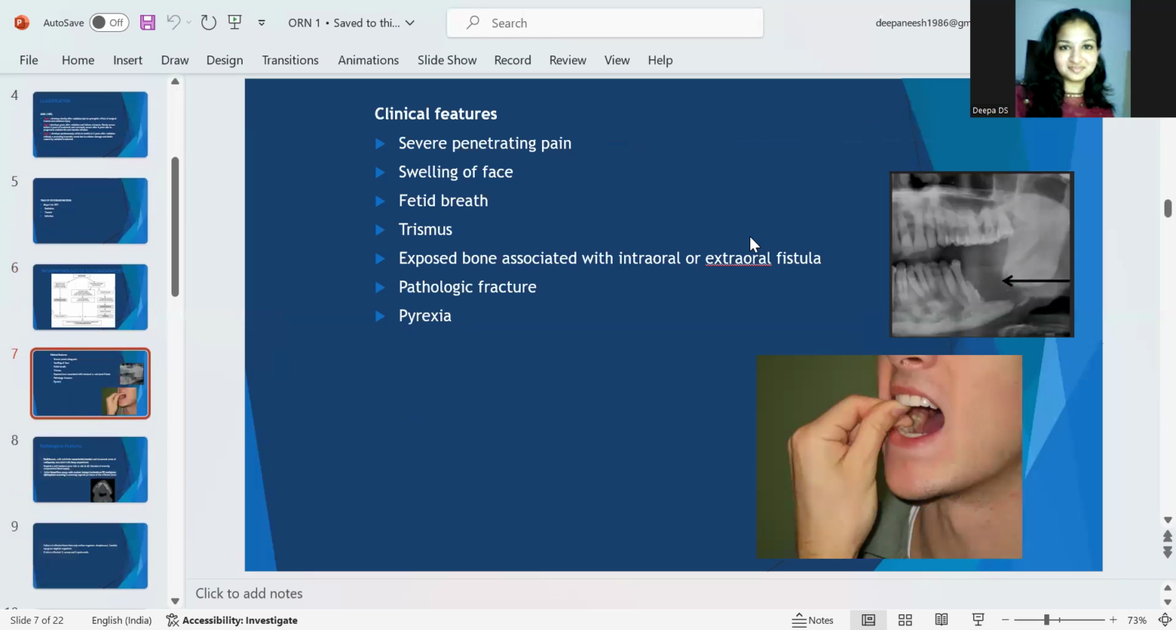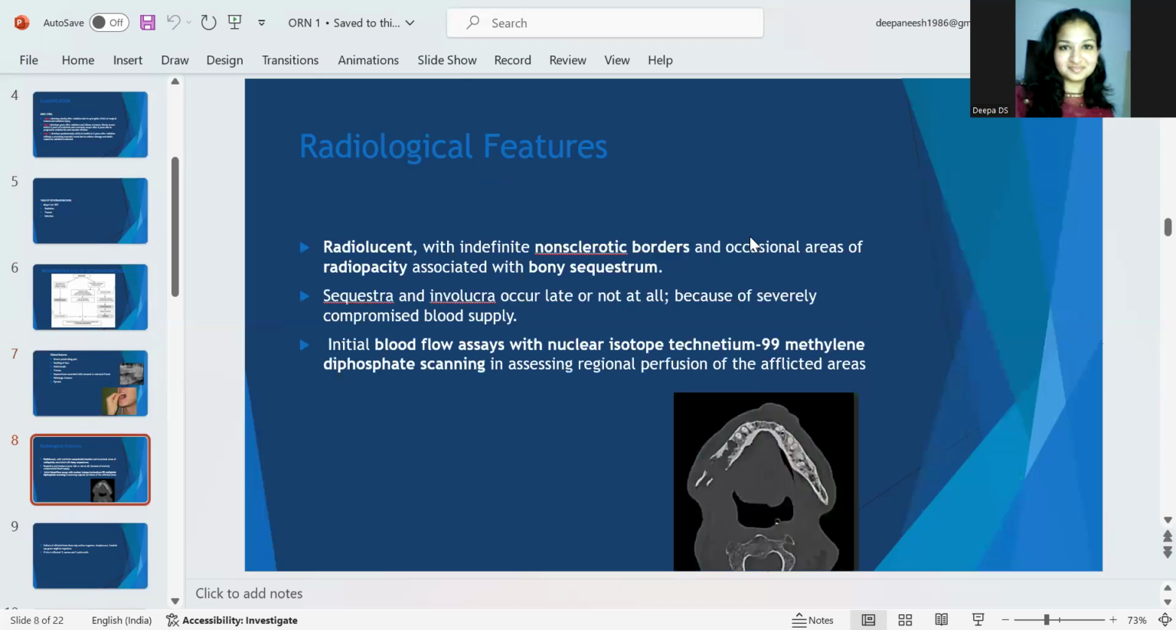And the clinical features of osteoradionecrosis are severe penetrating pain, swelling of face, fetid breath, trismus, exposed bone associated with intraoral or extraoral fistula, pathologic fracture, and pyrexia. In the radiographic features, it usually appears as radiolucent with indefinite non-sclerotic border and occasionally areas of radiopacity, which is associated with bony sequestra. Sequestra and involucra occur late or not at all.